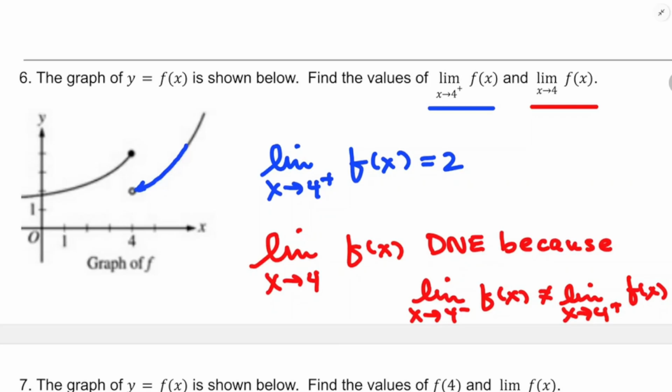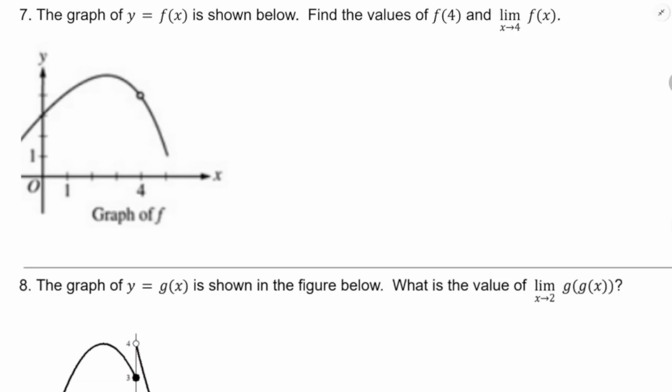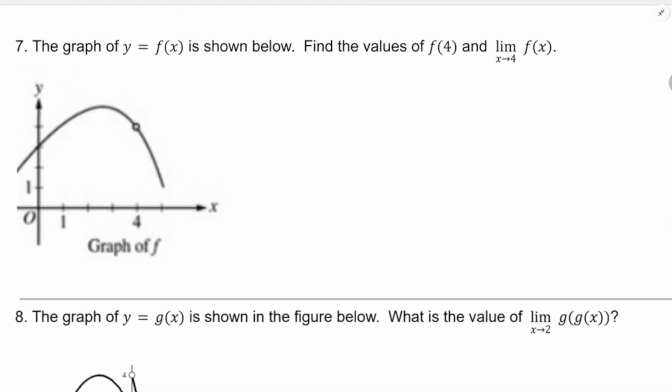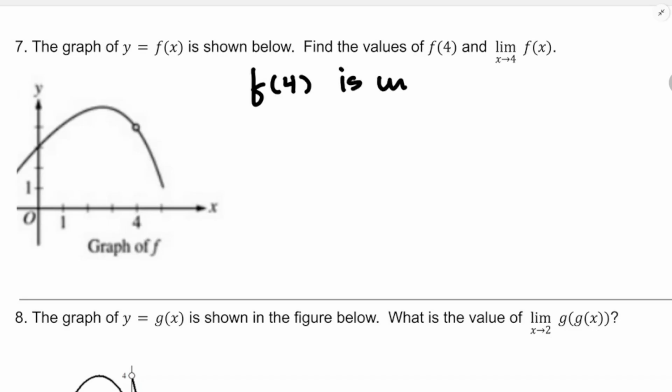Okay, we can see that from the left, from the negative side, it's approaching 4. And f of 4 is equal to 4, but that's not what they asked. They just asked for the value of the limit from the right side and just the limit. Okay, the graph of f is shown below. Find the value of f of 4. Well, I don't see any graph at x equals 4, so I'm going to say f of 4 does not exist or is undefined.